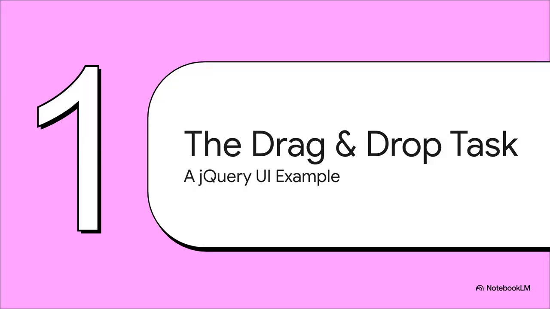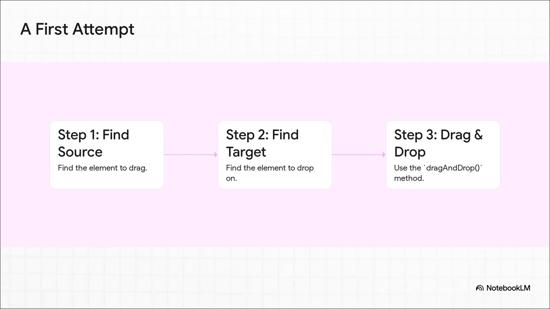Okay, so for this explainer, we're going to use a classic example you can find on the jQuery UI website. It's super simple. You've got one thing you can drag and one spot you can drop it. It's the perfect test case. So, logically, you'd think this is super straightforward. It's really just 3 steps, right? Step 1, you find the element you want to drag. Step 2, you find the target where you're going to drop it. And step 3, you just call the drag and drop method from the Actions class and boom, magic happens.